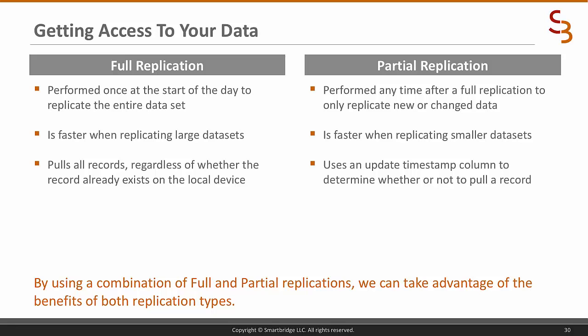By using a combination of both full and partial replications, we can significantly cut down on the amount of time that it takes to send data from our backend system to our local database. This helps us keep our local database more up to date by being able to do the replications more frequently throughout the day.